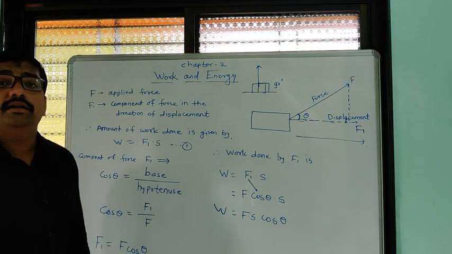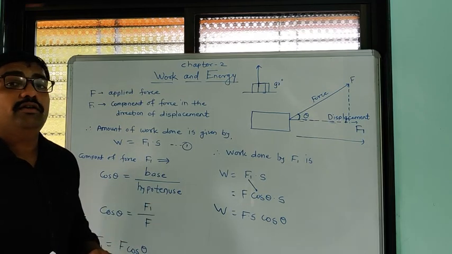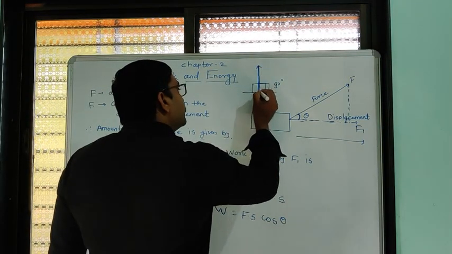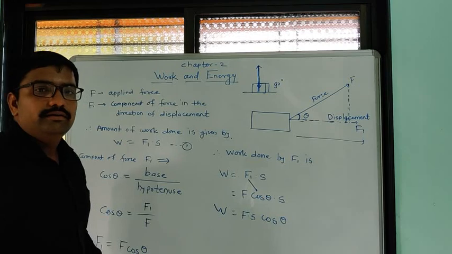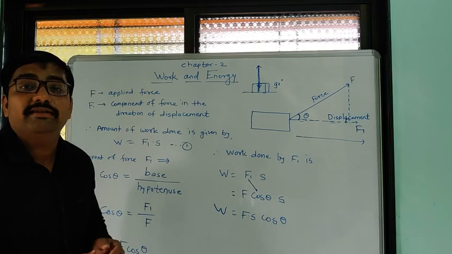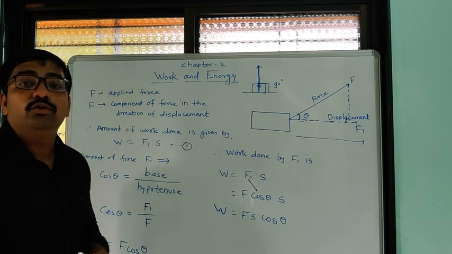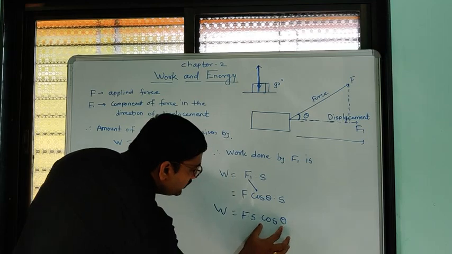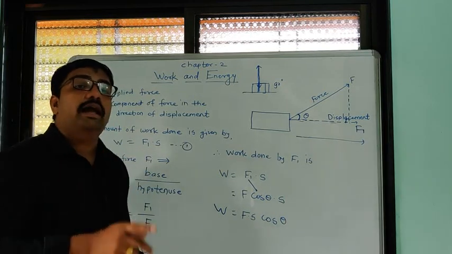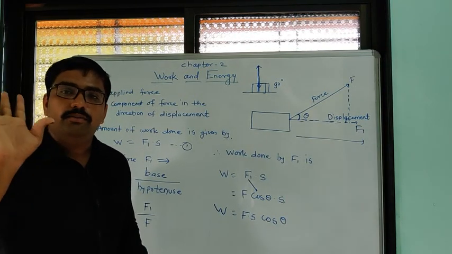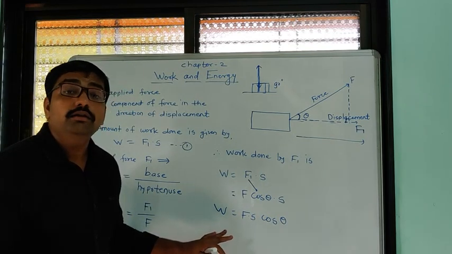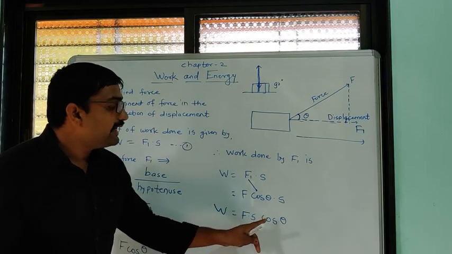Due to that application, what happened? Is displacement produced in the object or not? If I remove that force, then again that object will fall on the same place. So there is no displacement in such a case, and we know cos 90 is equal to 0. If cos 90 is equal to 0, F S into 0 will be 0. So the angle at which we apply force is important. That angle decides our work done. In which direction we apply force, that theta matters here.